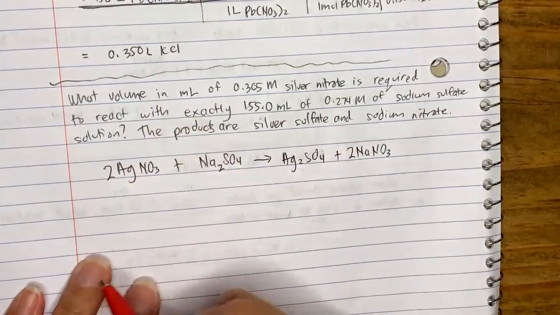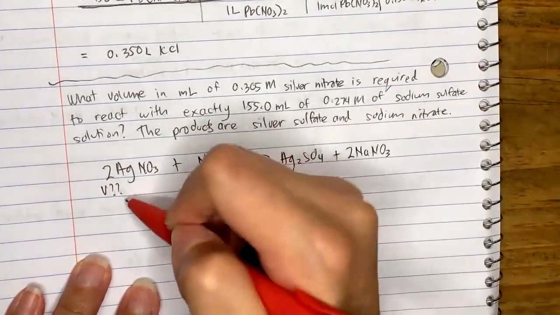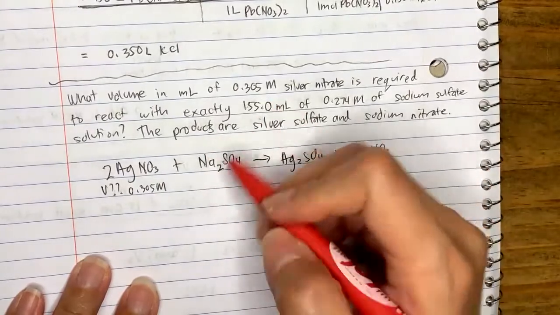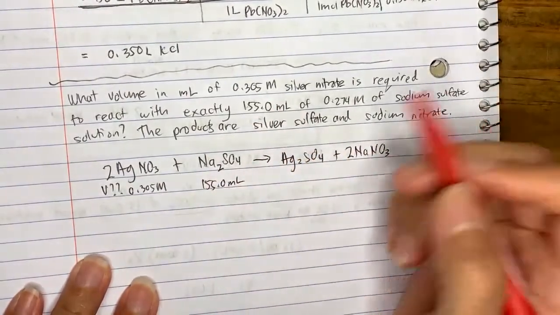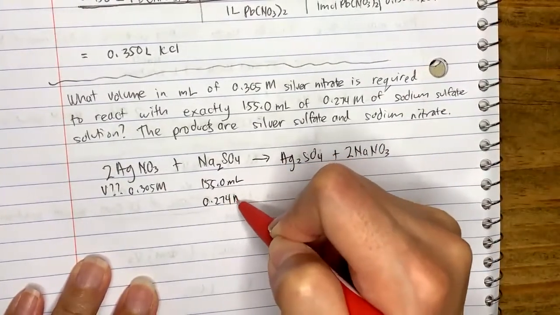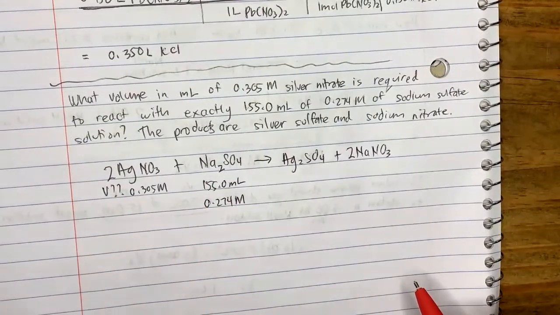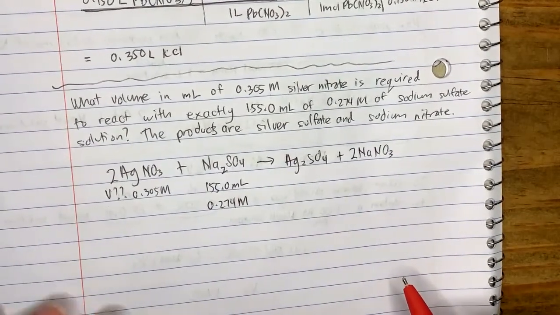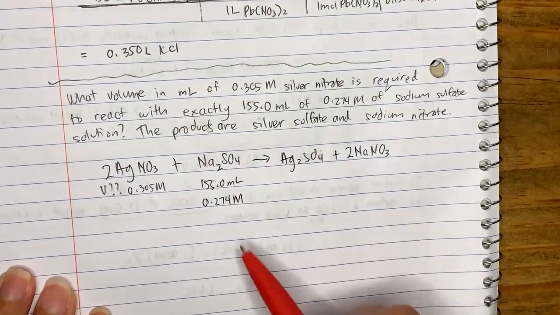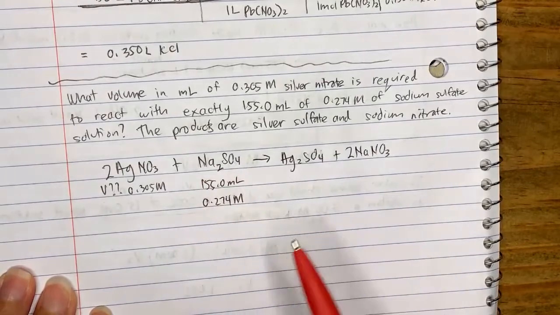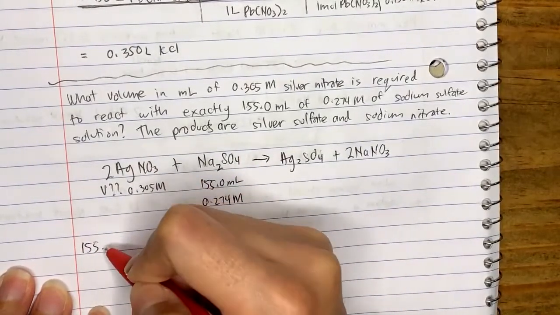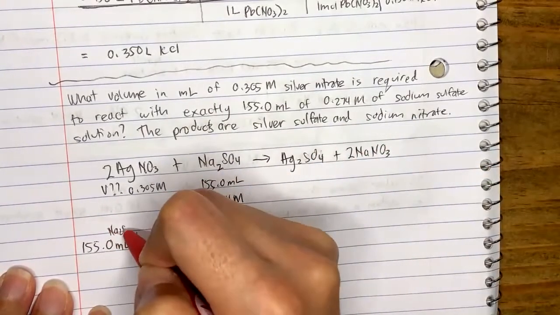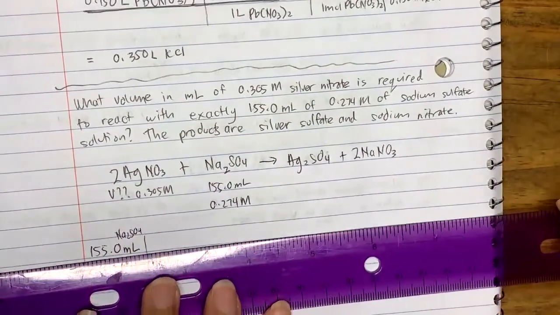Okay, and it says here you need the volume. You don't know what the volume is, but you know it's 0.305 molarity. And for this second one, it's 155 milliliters of 0.274 molarity. We'll do the same thing here. The only thing now is, these are in milliliters, so you will just have to change from milliliters to liters, okay? Let's start the same way. We'll get moles of this one, 155.0 milliliters of Na2SO4, and then you know your molarity in this case.